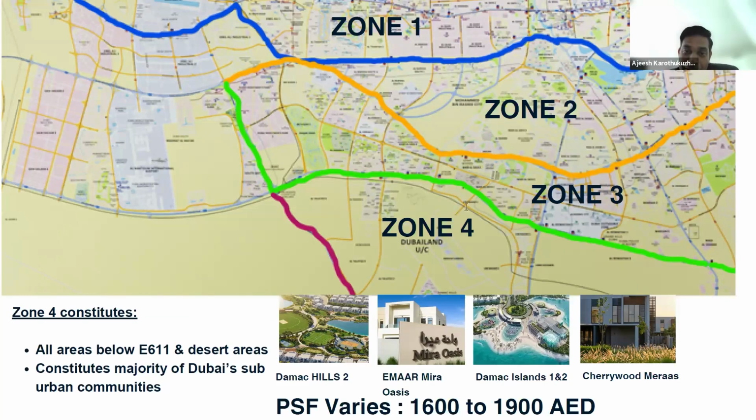And more expansion is happening on the E611 highway. And also the Etihad Rail. This black line is called Etihad. And also the new airport, the Maktoum airport, is coming in this area. This is in zone 5. I will be touching on it in the next slide. And all these factors contribute to the PSF increase in zone 4.